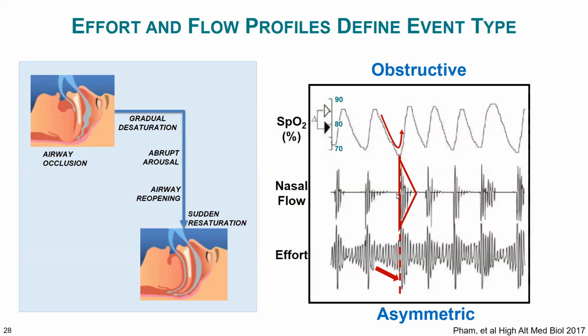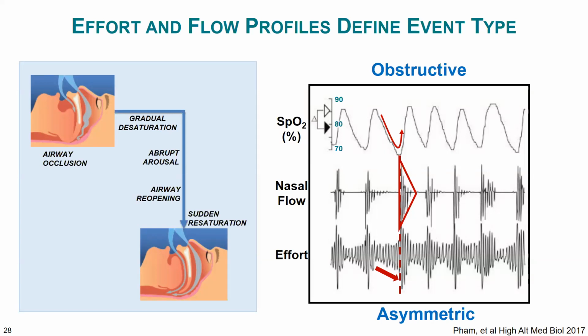Well, all of that changes abruptly when the airway reopens. With reopening of the airway, suddenly there's an inrush of air into the lungs. And it's that abrupt increase in ventilation from zero, if you will, before the arousal to sudden resumption of ventilation exactly at the arousal that leads to an immediate resaturation. The resaturation is often much steeper than the preceding desaturation.